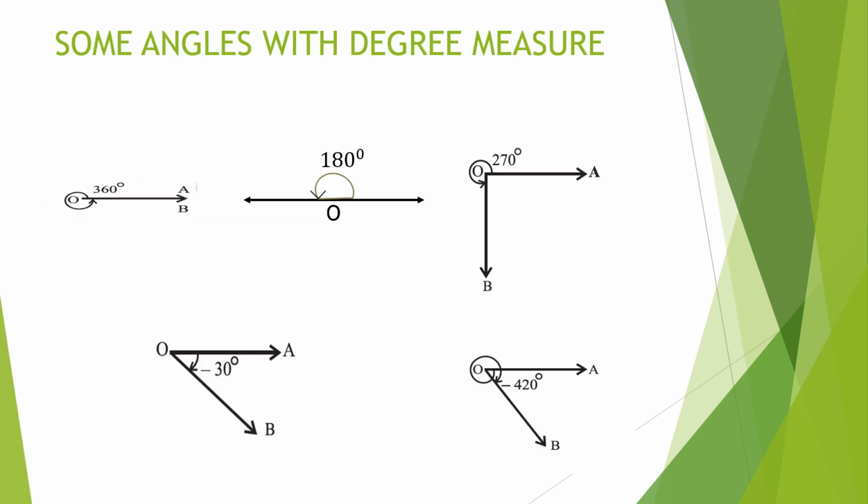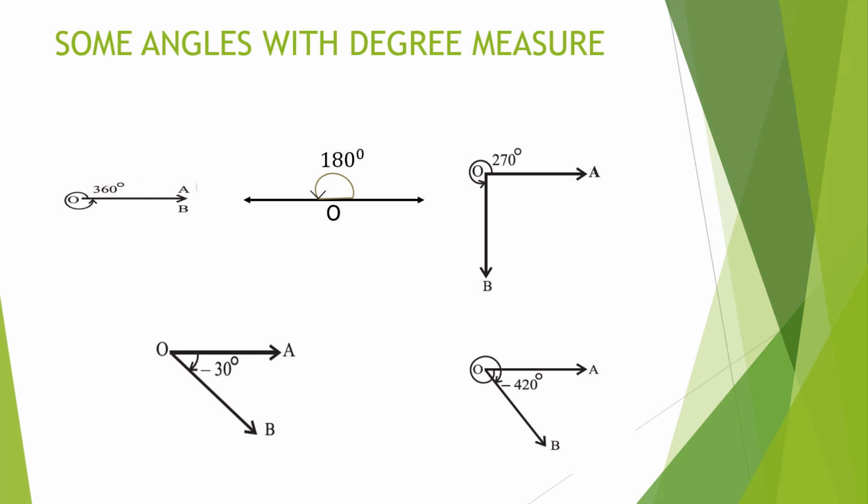In the first one, from the initial to the terminal, both the rays are the same, so the total is 360 degrees. Now if the initial ray to the terminal ray in the second figure is like this, then it is 180 degrees. In the third figure, from A to B, OA is the initial and OB is the final, so the angle made is 270 degrees.